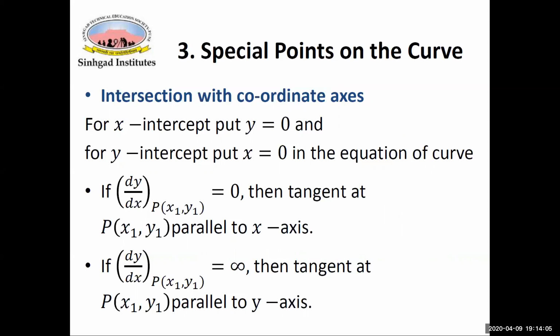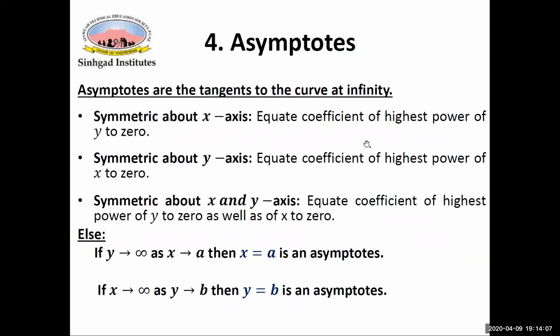After this, the most important concept comes, that is asymptote, which is totally new for you. All of you know the concept of tangent, but some curves are infinite curves, they extend till infinity. So the tangent drawn to that curve at infinity is called an asymptote. So an asymptote is a tangent at infinity. To find the tangent at infinity, we have two ways.